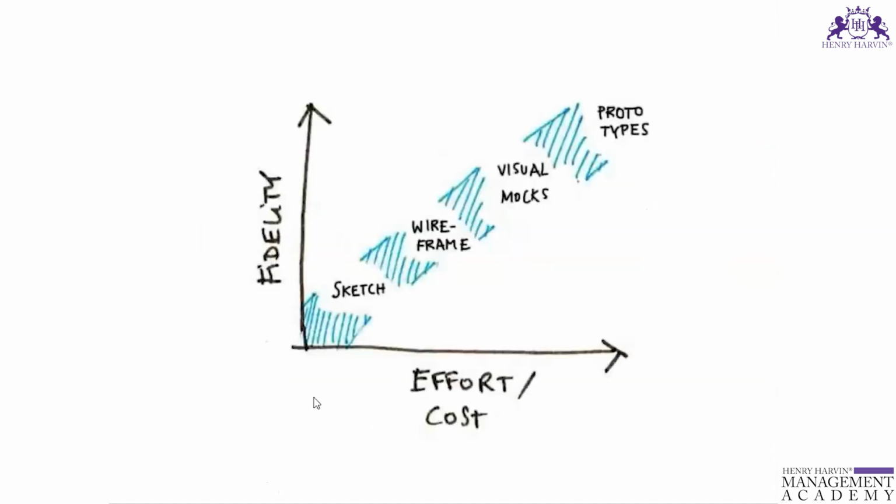So if you see this graph, the vertical axis talks about the fidelity, low fidelity to high fidelity, and the horizontal axis talks about effort and cost. So if you're looking for a high fidelity prototype, the effort as well as cost will be very high. If you start from a low fidelity, this will be pure sketching, then it will be a wireframe, then visual mockups, and then the final prototype. We will explain in detail one by one.